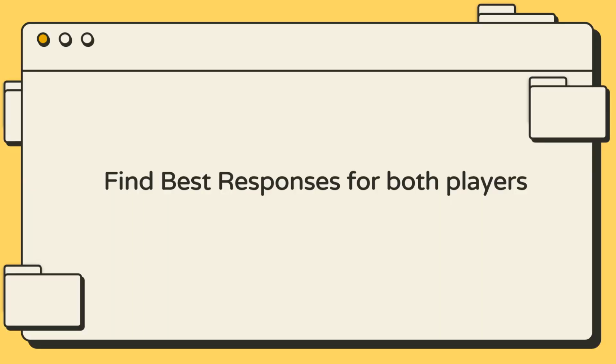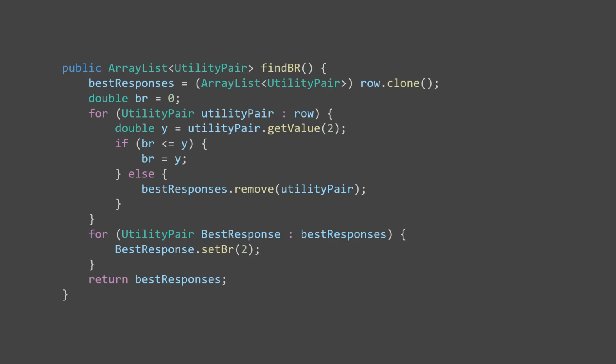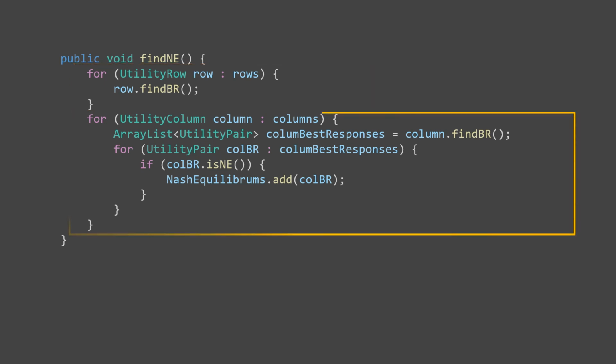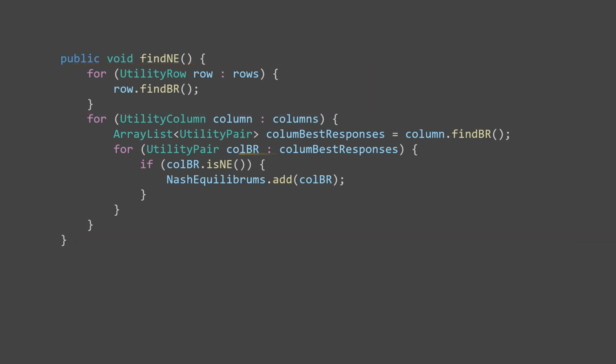To find best response on a given row, we first copied all of our row elements to a best response list. Whenever we found a value in a row that is not a best response, we removed it from the best responses list, leaving us in the end a list of only best responses. An almost identical, similar method is for utility column class. We then find the best responses on every row. While we are finding best responses on columns, we also check if the best responses for the column happen to be Nash equilibriums, and if they are, we add them to a list. And we are done.